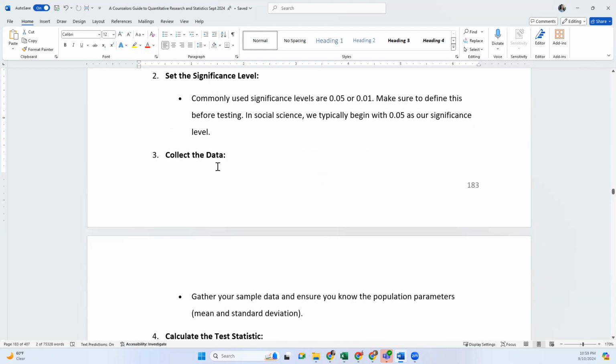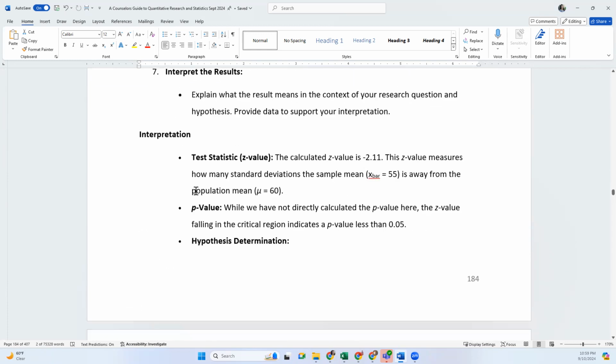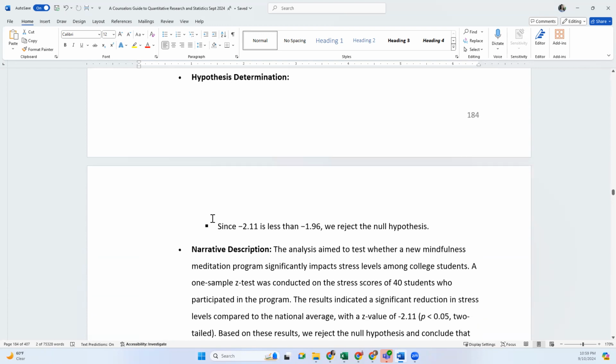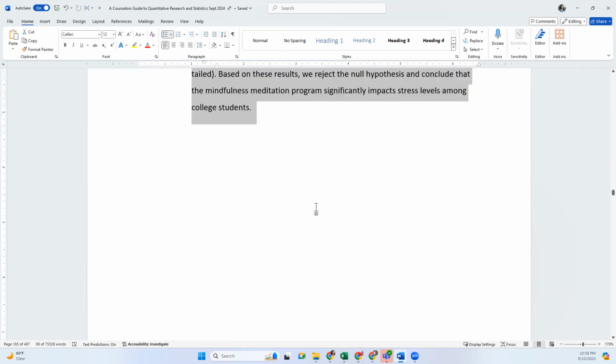So again, here are the steps that I took to get that decision and the information that I should include in my interpretation. And here is another version of that interpretation, that narrative description.